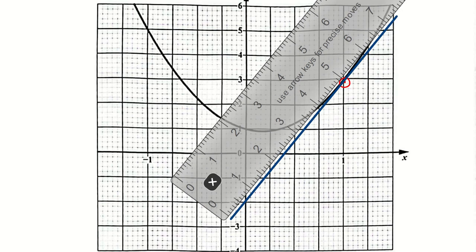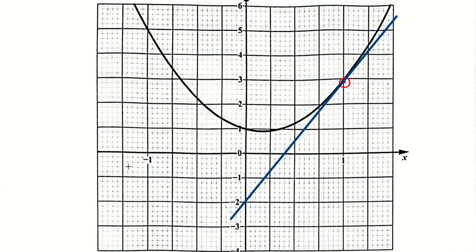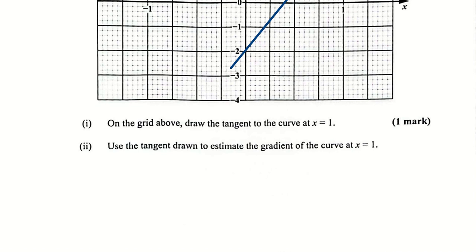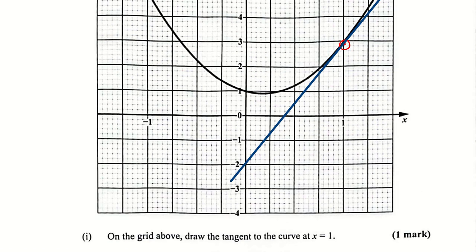Let's X this off. I don't need this anymore. So this would be your line, or your tangent line that meets the curve where x is equal to 0. Then they say use a tangent drawn to estimate the gradient. So first off, we know this is where it meets the curve.